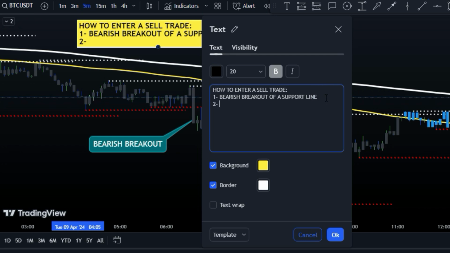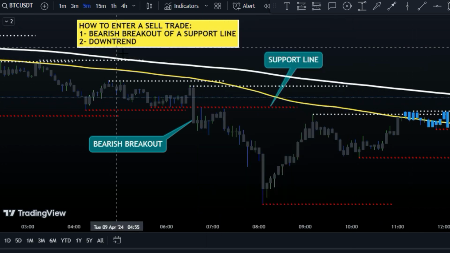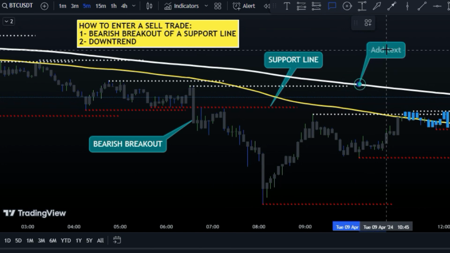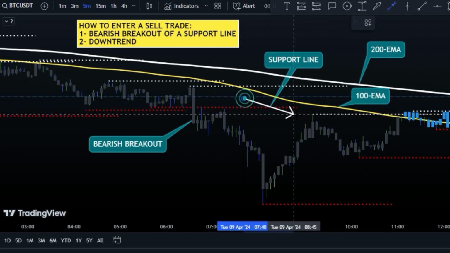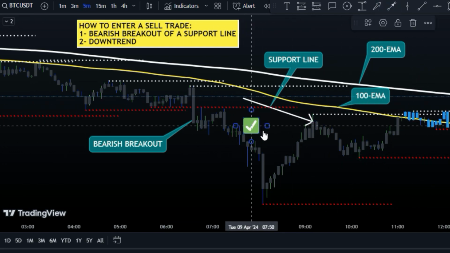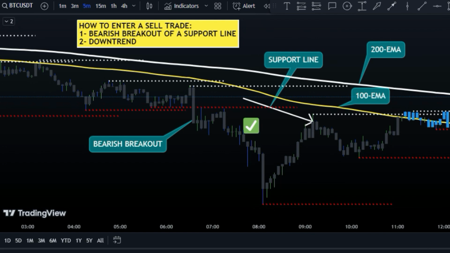Secondly, ensure that the market trend is indeed downward. Confirm this by checking that the EMA 100 line is below the EMA 200 line and the price action is situated below both EMA lines. And once these conditions are met, enter a short trade with confidence.